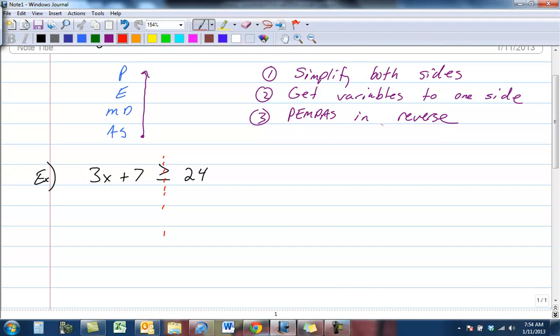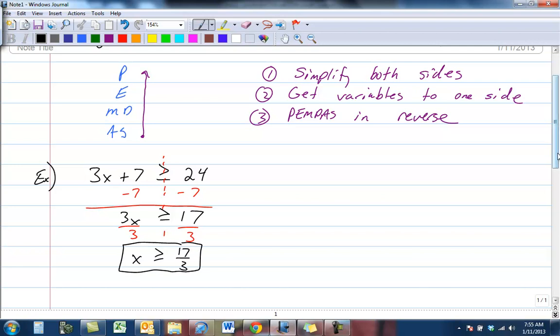So we're going to do PEMDAS in reverse. So get rid of addition and subtraction first. This says plus 7. We're going to subtract 7 from both sides. So now we're left with 3x is greater than or equal to 24 minus 7 is 17. All right, so we got rid of addition and subtraction. Next thing we do is get rid of multiplication and division. This says 3 times x. We're going to divide by 3. So our final answer here is x is greater than or equal to 17 thirds. Now 17 thirds is not pretty, so just leave it.